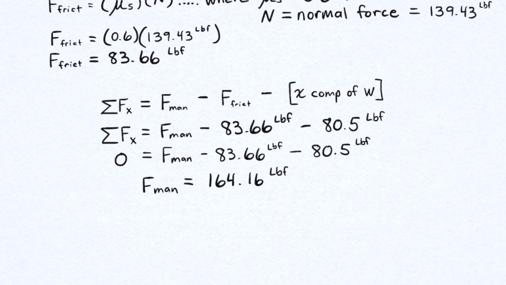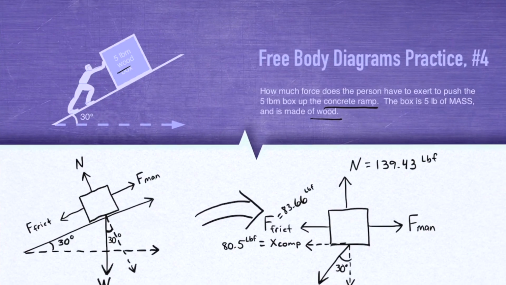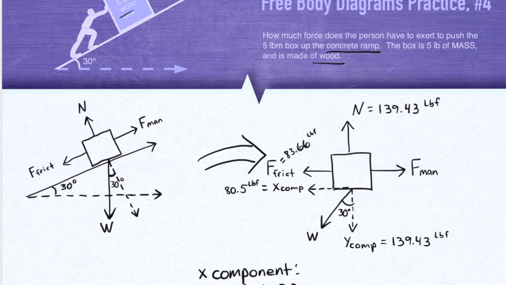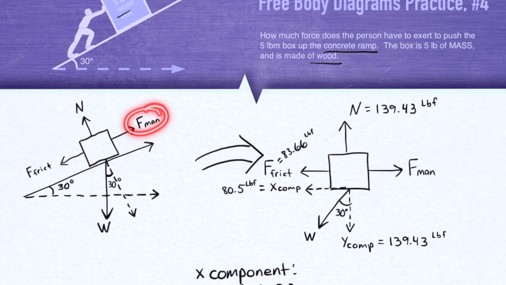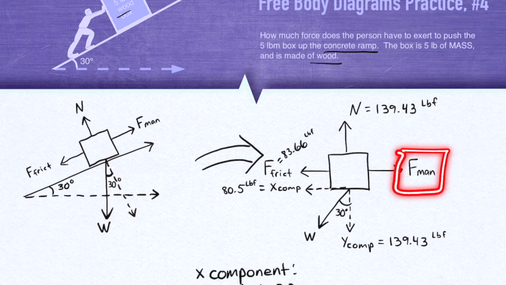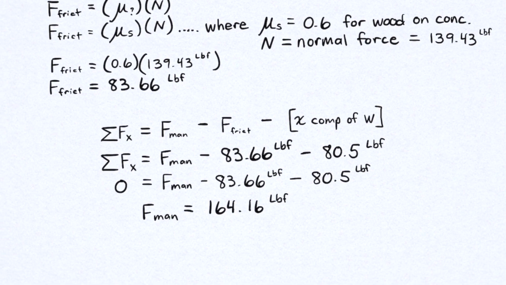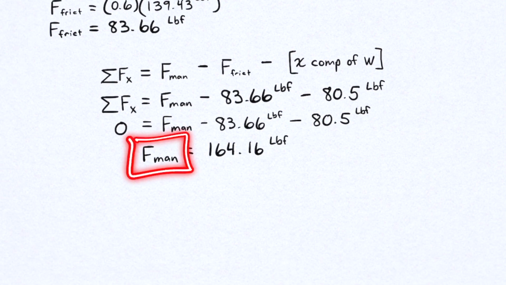So to answer the original question, how much force does the person have to exert in order to push the box up the ramp? That's this, which is rotated 30 degrees because of this, is F sub man. So this is 164.16. And then that is the answer.